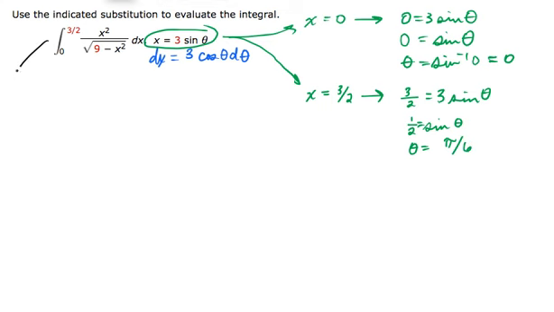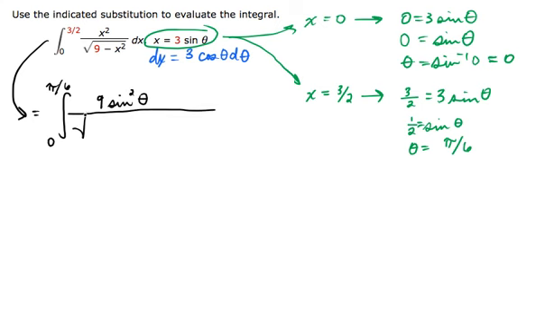So rewriting our integral in terms of theta then, it's the integral from 0 to pi over 6 of x squared, which is 3 sine theta all squared, or 9 sine squared theta, over the square root of 9 minus x squared, so 9 minus 9 sine squared theta, dx. dx is equal to 3 cosine theta d theta. I'm going to put my 3 cosine theta up here in the numerator and my d theta out there on the end. And now we're going to simplify.